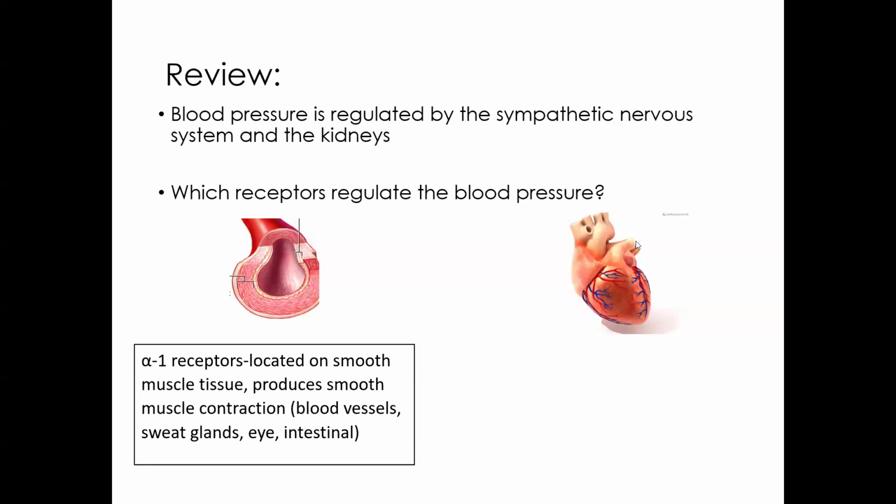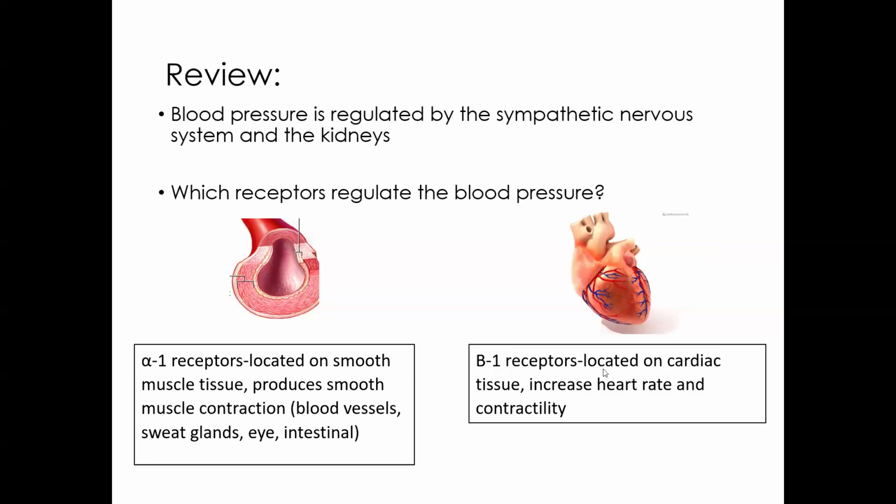And then we have beta 1 because we have one heart. And so beta 1 receptors are located on the cardiac tissue. This increases the heart rate, so how fast your heart is beating, and contractility, so how strong the heart is beating.